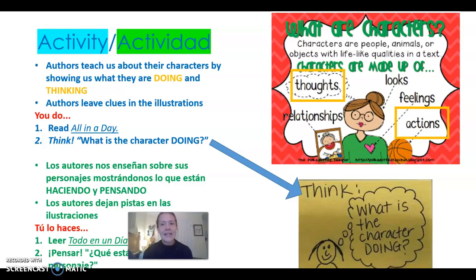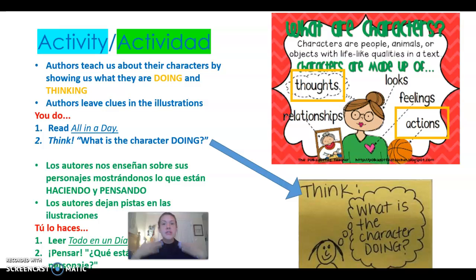So today we're going to be talking a little bit more about characters. And the characters of our stories are just the people or animals in our stories who are doing the things that the author is writing about. And authors teach us about characters by showing and telling us what they're doing or thinking.